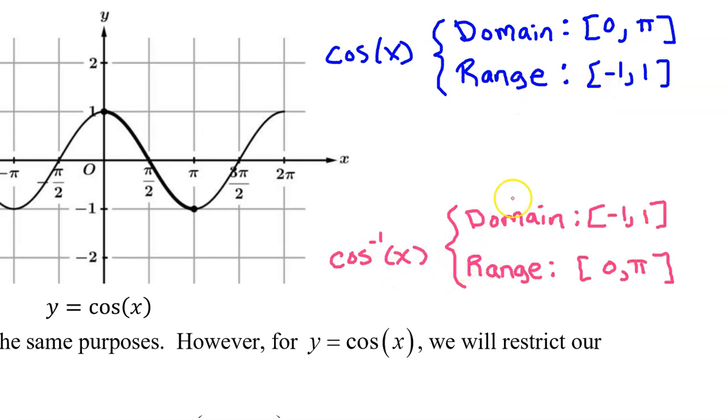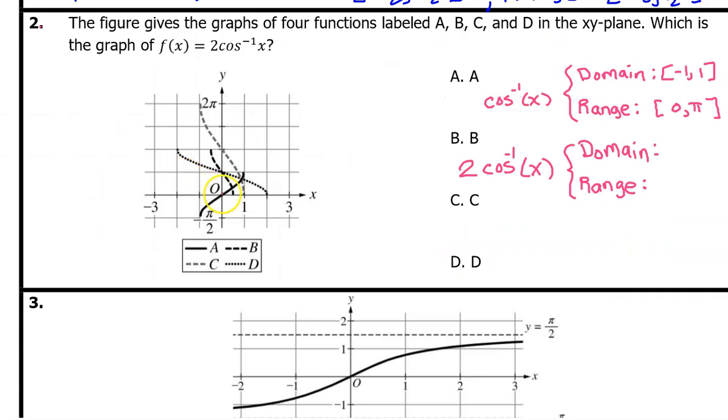Inverse functions have the domain and range reversed compared to the original function. So arc cosine has a domain of negative 1 to 1 and a range of 0 to pi. We can identify the graph of 2 times arc cosine if we know the domain and range. Compared to arc cosine, multiplying by 2 in the front is a vertical dilation by a factor of 2. A vertical dilation only affects the range and not the domain.